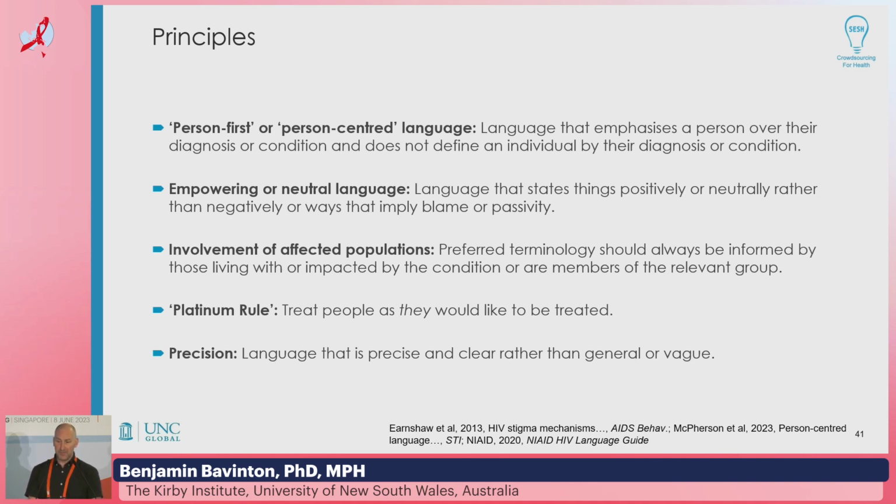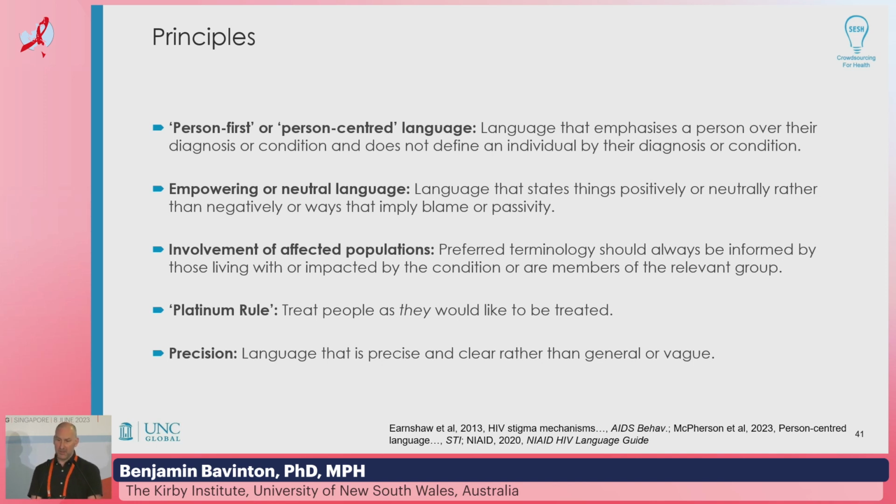The involvement of the affected populations, we've already talked about that. Preferred terminology for pretty much anything should always be informed by those living with or impacted by the condition or who are members of the relevant group. And that's really important to pay attention to because terms can change. So you might have learned a term 10 years ago and it might not be the preferred term anymore. So it's really important to stay engaged to see how the language is actually evolving.